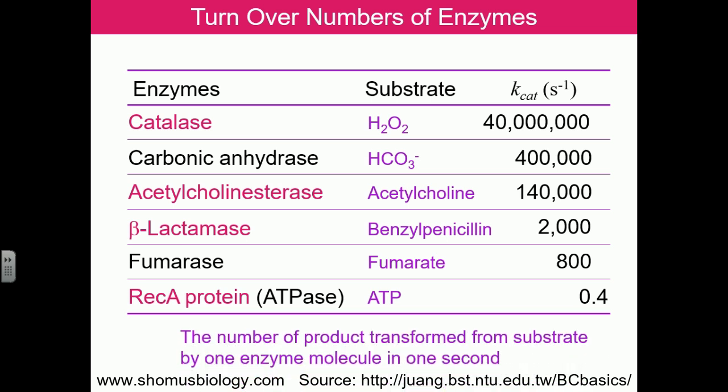So the number of products transformed from substrate by one enzyme molecule in 1 second is known as the turnover number. It is determined by the affinity of the enzyme towards the substrate. It is also depicted by the velocity of the reaction, which will also be controlled by the substrate concentration, the enzyme concentration, and how the substrate interacts with the enzyme.